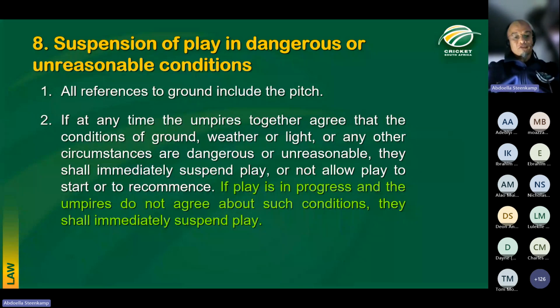If play is in progress and the umpires do not agree on such conditions, they shall immediately suspend play. So according to the laws of cricket, and I'll use an example to illustrate this point, bad light is setting in. One umpire thinks the light is still good and play can continue. His or her colleague feels that it is too dark and thinks play should be suspended. According to the laws, if there's no agreement between the umpires and one umpire feels the light is too dark, play then needs to be suspended.